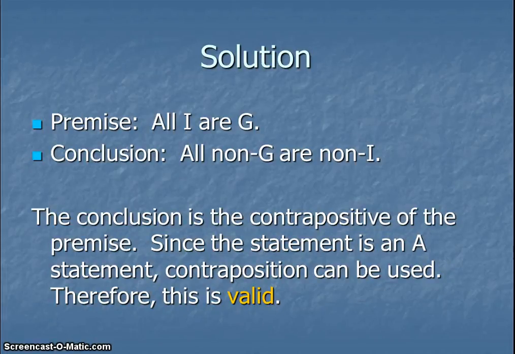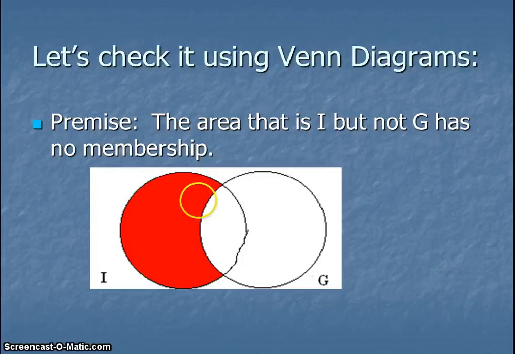Okay, so the conclusion is a contrapositive of the premise. Since the statement is an A statement, contraposition can be used. Therefore, this is now a valid syllogism, a valid argument. Okay, so let's look at this using a Venn diagram. We'll explain it as we go.